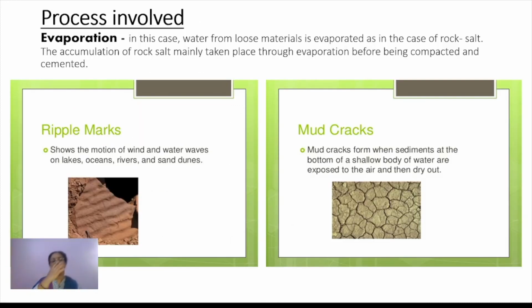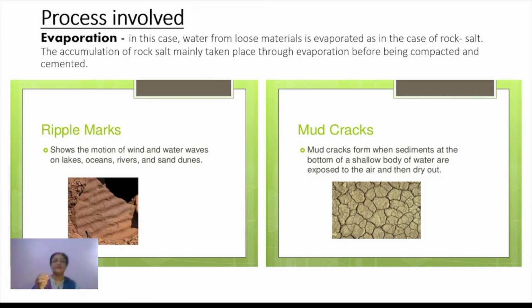First of all, the first process is evaporation. In this case water from loose materials is evaporated, as in the case of rock salt. The accumulation of rock salt mainly takes place through evaporation before being compacted and cemented, right? And that is called evaporation.